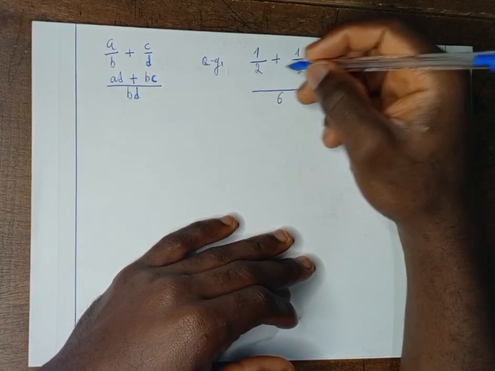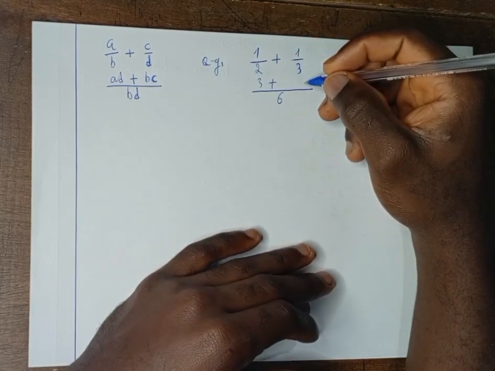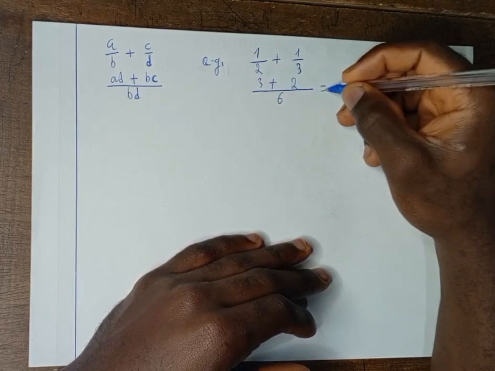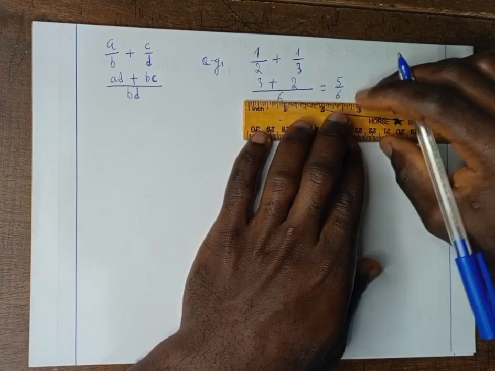6 divided by 2 gives us 3. 3 times 1 remains 3, plus 6 divided by 3 gives us 2. 2 times 1 is 2. 3 plus 2 gives us 5 over 6. And this is the result.